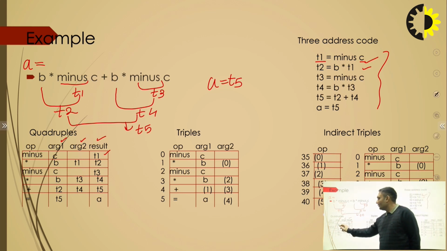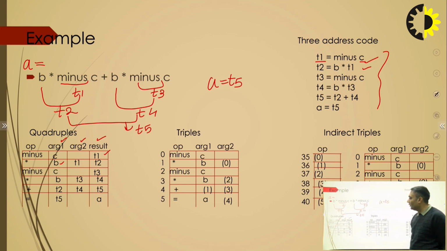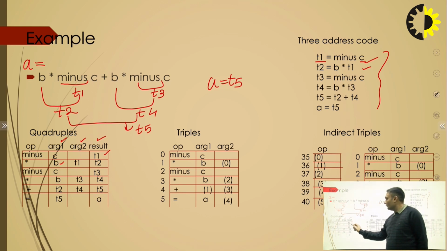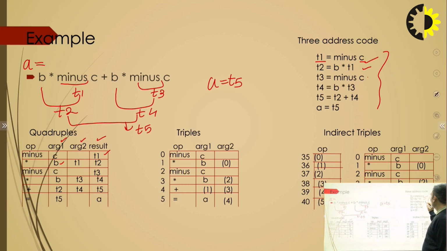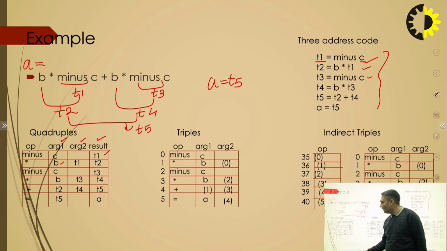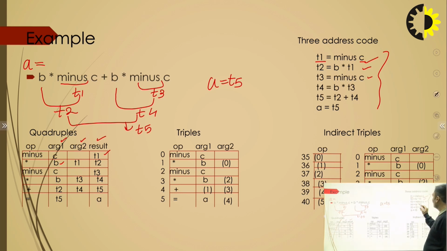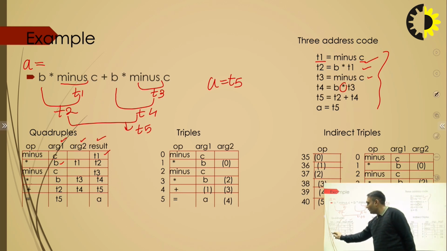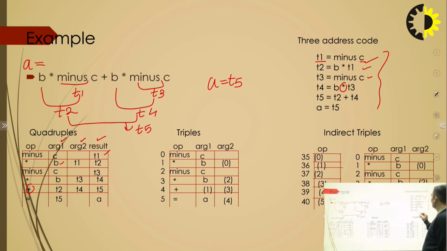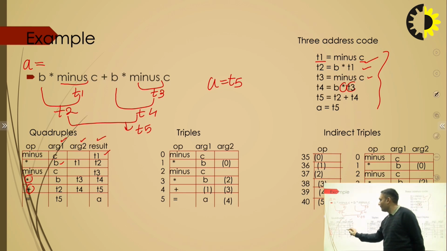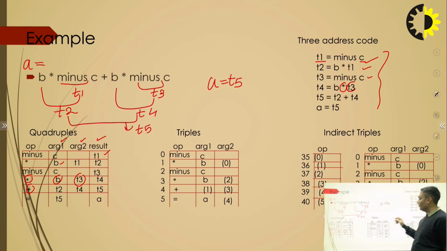Now similarly, I write star as the operator, argument 1 is B, argument 2 is T1, and we are storing the result in T2. Similarly, minus is an operator and C is argument 1, and the result is stored in T3. Similarly, in the next instruction, star is an operator. Argument 1 is B, argument 2 is T3, and the result we are storing in T4.